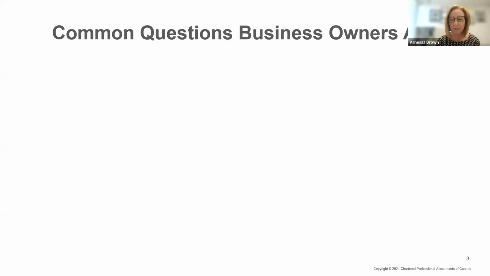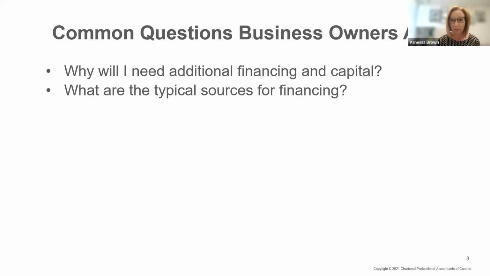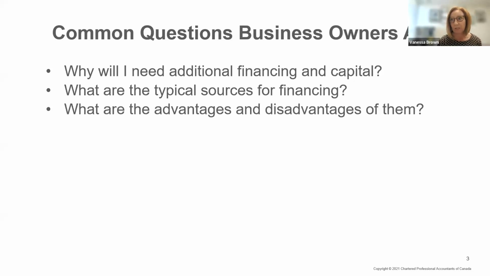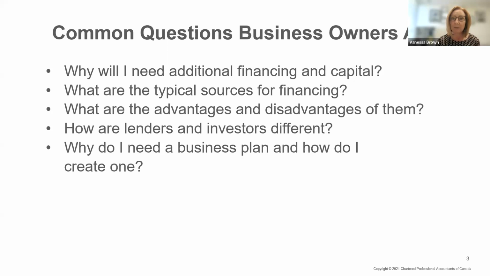Some of the questions that people ask about getting money are: why will I need to get any additional financing capital? Why do I even need to ask for that? Why do I need to have an operating line of credit that maybe is twice as much as what I needed, or what I think I need today? What are some typical sources of financing? What are the advantages and disadvantages of each of those types of financing? And how are lenders and investors different? And why do I need a business plan?